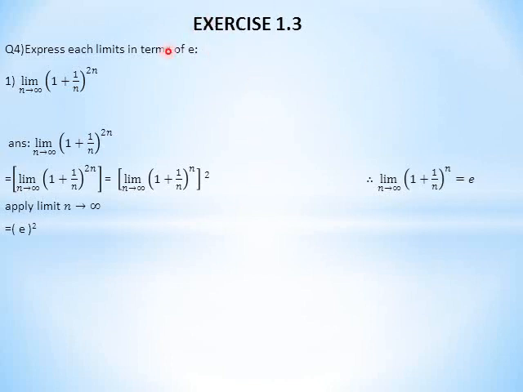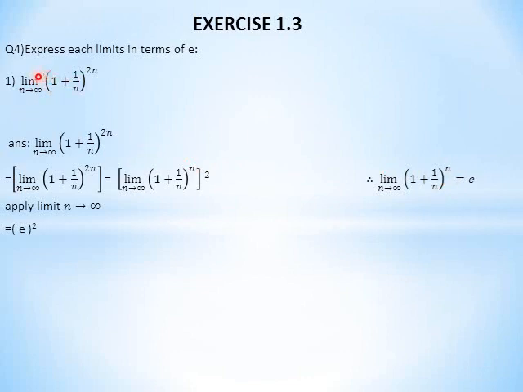Now, exercise 1.3. First of all, in lecture number 6, I instructed you to learn all the theorems. So this is the theorem, and we can derive it as well, but at the end. Limit n tends to infinity of (1 plus 1 upon n) raised to the power n is equal to e. This is the theorem, and how can we apply it? If 1 upon n is the denominator, the power should be the same.